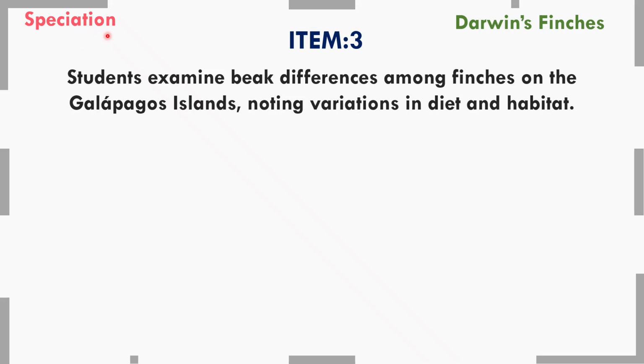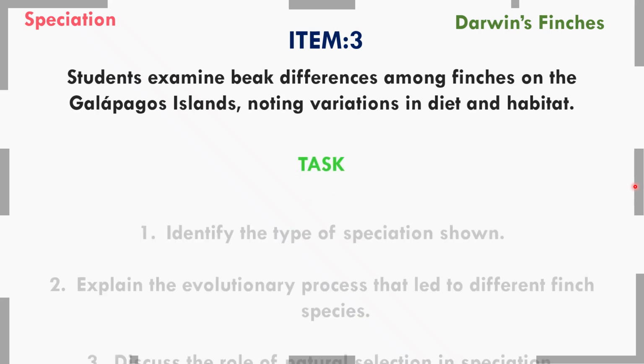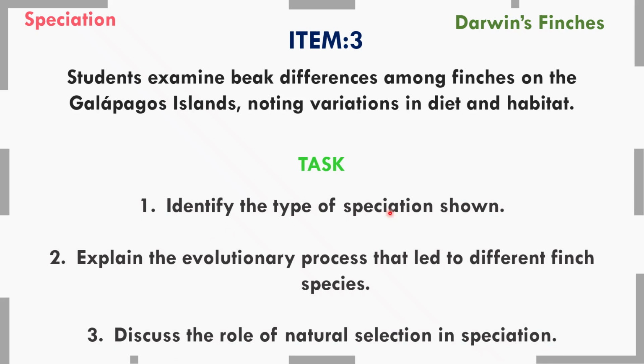Let's now look at speciation. Darwin's finches. Item 3: students examine big differences among finches on the Galapagos Islands, noticing variation in diet and habitats. Identify the type of speciation shown. Explain the evolutionary process that led to different finch species. Discuss the role of natural selection in speciation.